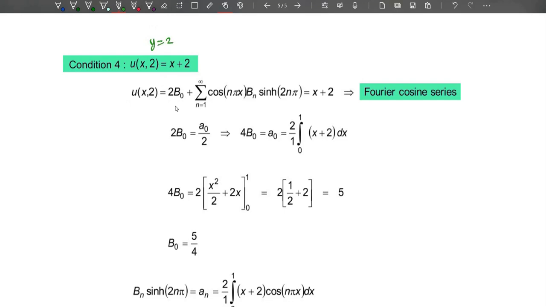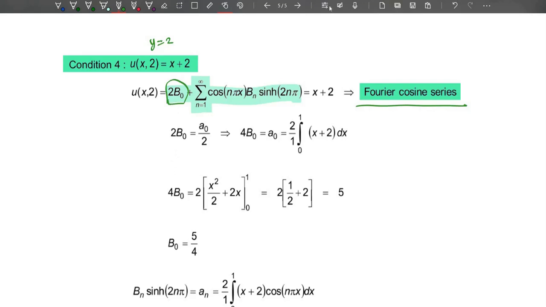Okay, hence here is b naught y, therefore we have 2 b naught plus summation n from 1 to infinity cos n pi x times bn sinh 2 n pi. Okay, and then because this one is n pi y, so 2 n pi, equal to x plus 2. Again, this is the same as the Fourier cosine series. Since it is the same flow, the same pattern, we just need to apply them. Right now, this part is actually for a0 over 2, right?